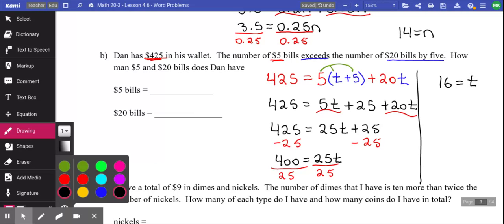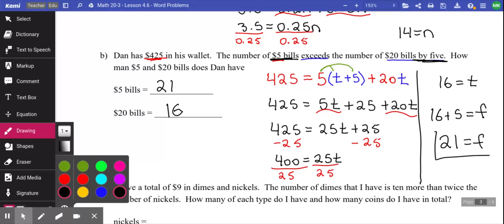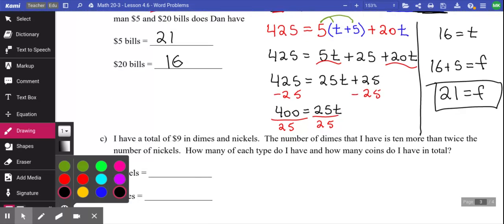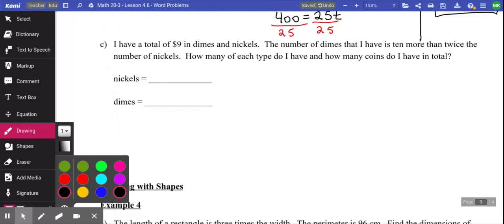That means I have 16T. T was 20s, right? So if I have 16 $20 bills, I was told that my $5 bills is 5 more. So that means I must have 21 $5 bills. 16 plus 5 equals my $5 bills. That means there's 21 $5 bills. Cool. All right. It's hard, I know.